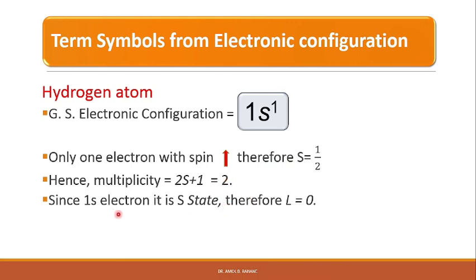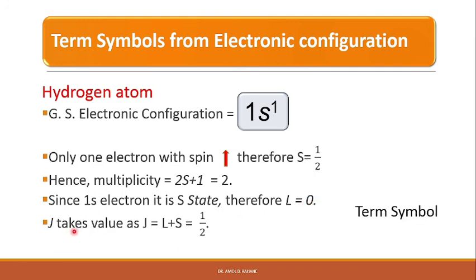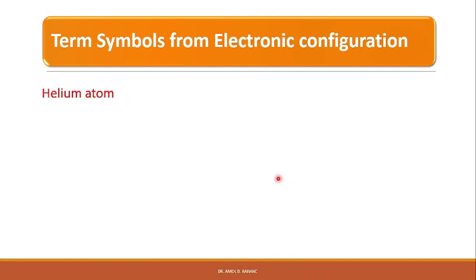Since the 1s electron is in an S state, L is equal to 0. J takes the value J equal to L plus S, equal to 1 half only, because L is 0 and therefore J has only one value, that is 1 half. Therefore the term symbol can be written as 2S1/2.